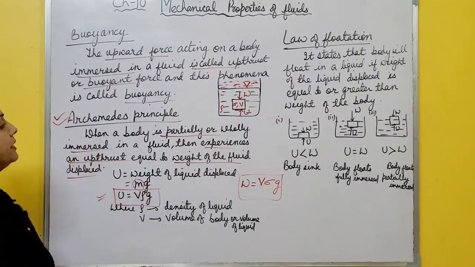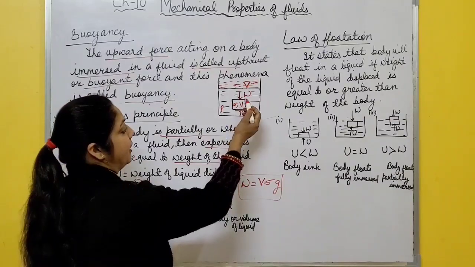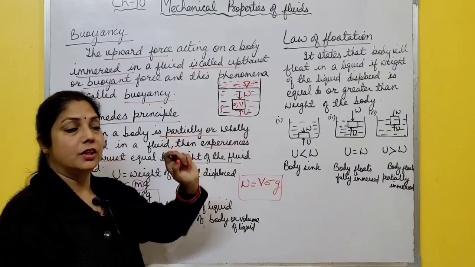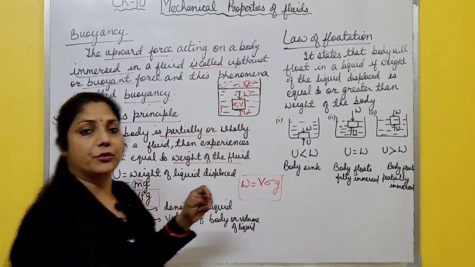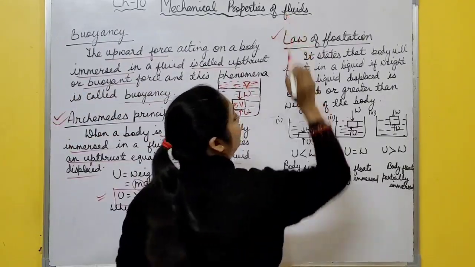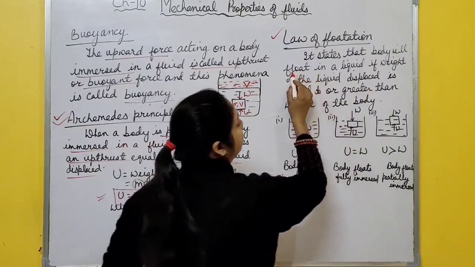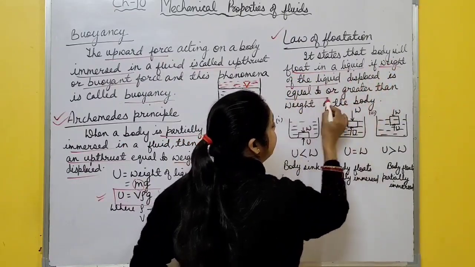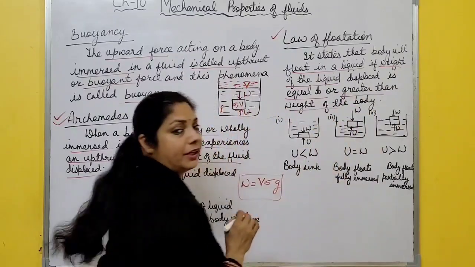So this is Archimedes principle, and depending on its value, whether W is greater than U or W is less than U, a body may float or sink. So this is the law of flotation. It states that a body will float in a liquid if the weight of the liquid displaced is equal to or greater than the weight of the body.